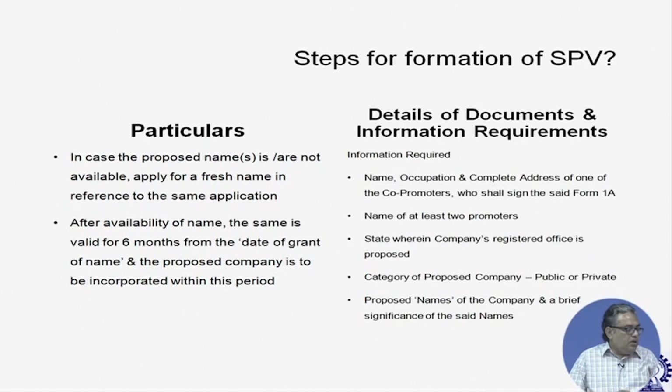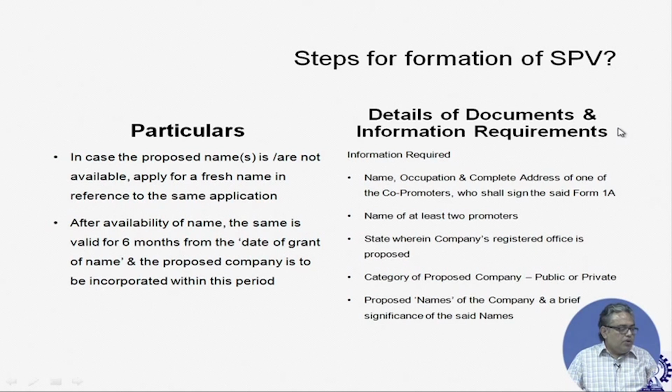Now, if you find that the particular name is not available, then you should apply for a fresh name. After the name is made available, it is valid for 6 months. So, within the 6 months you have to file all the registration documents with the ROC.